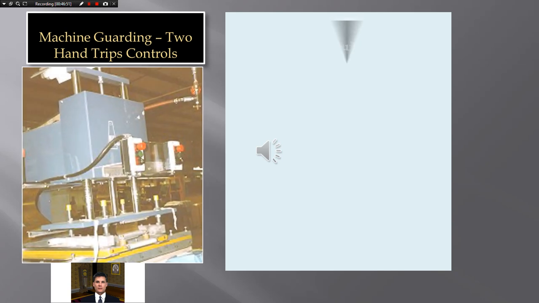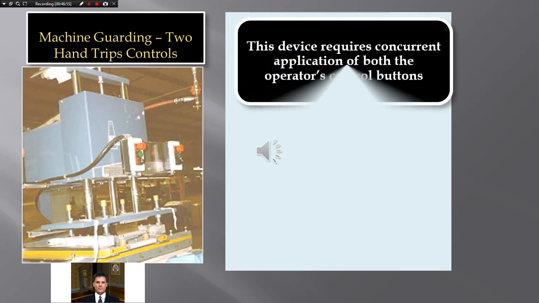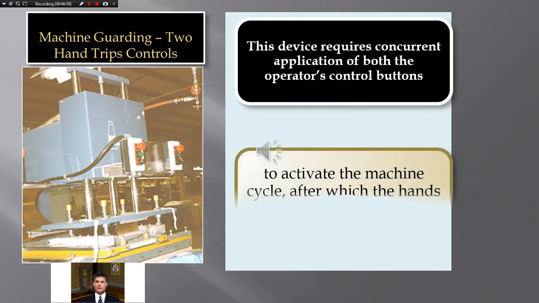Machine guarding, two-hand trips controls. This device requires concurrent application of both the operator's control buttons to activate the machine cycle, after which the hands are free.